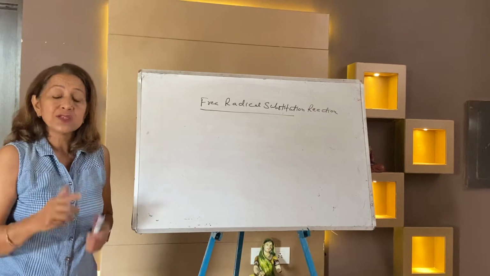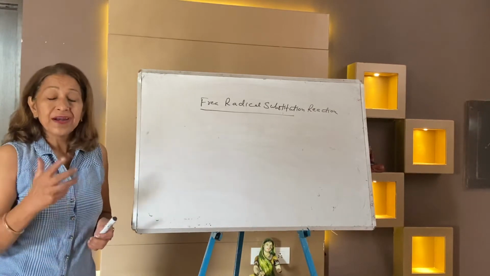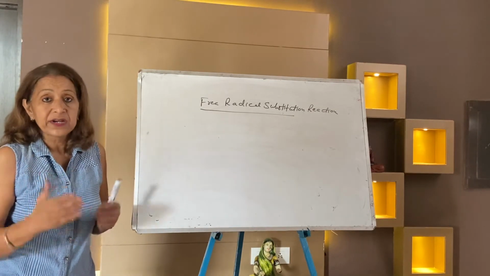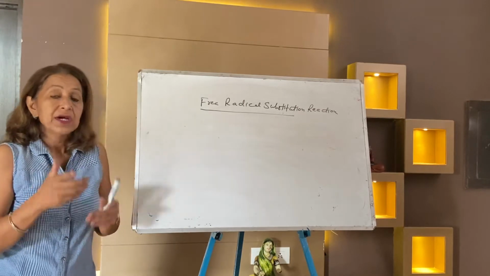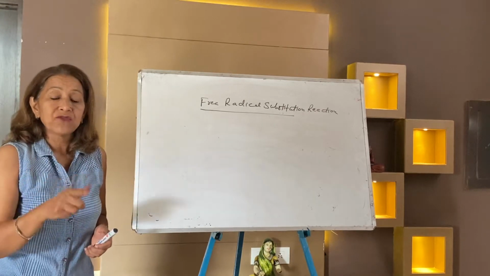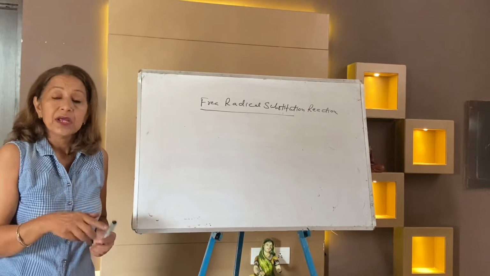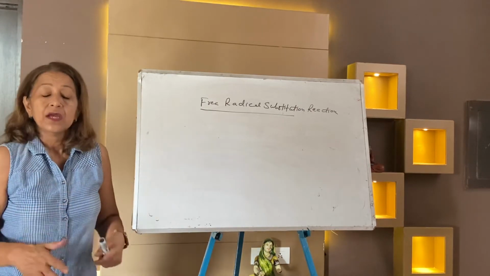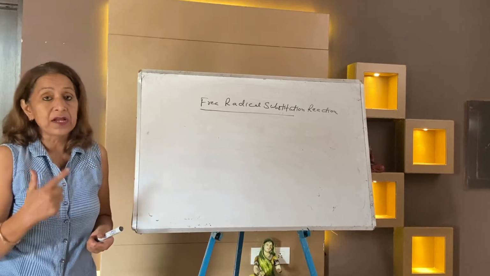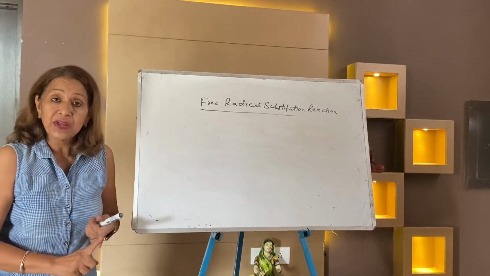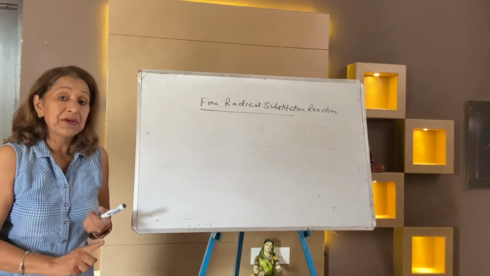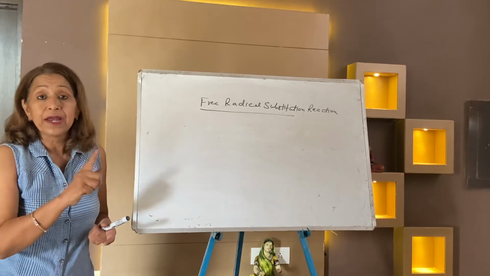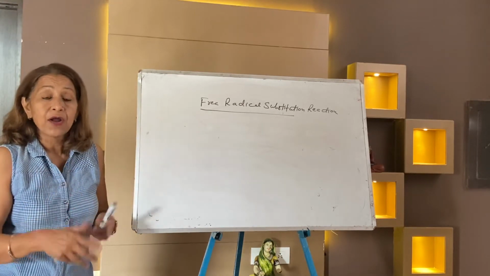The first question is, what is a free radical? A free radical is an intermediate, between a reactant and a product. It is one of the very reactive intermediates. There are four intermediates you must have listened to: carbocation, carbanion, carbene, and the fourth is free radical. Why is it a very reactive intermediate? Because it has an odd electron. It has an odd electron, and how is it formed?